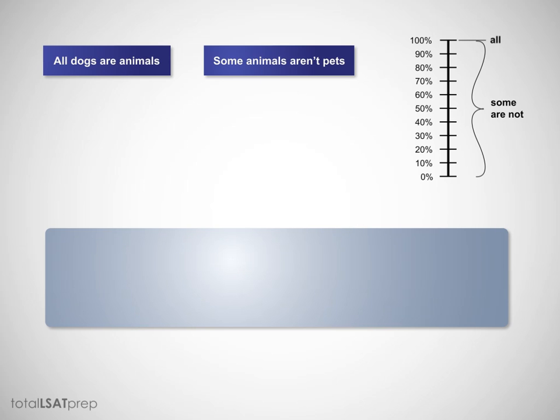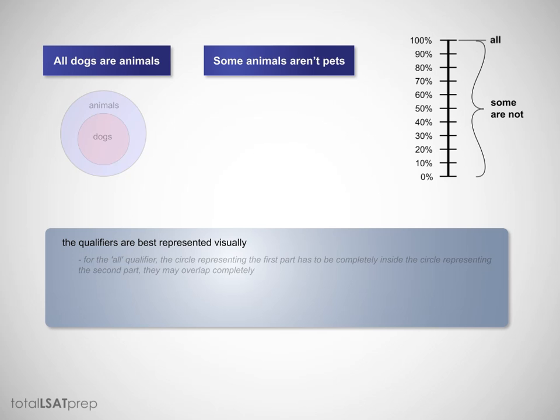Okay. And in terms of representing these premises, they're best presented visually. So for the all qualifier, the circle representing the first part has to be completely inside the circle representing the second part. Now, they may also overlap completely so that no part of one circle is not part of the other, but the point is that the circle representing the first part has to be completely inside the circle representing the second part, whether or not the circle representing the second part has something that's not a part of the first circle.